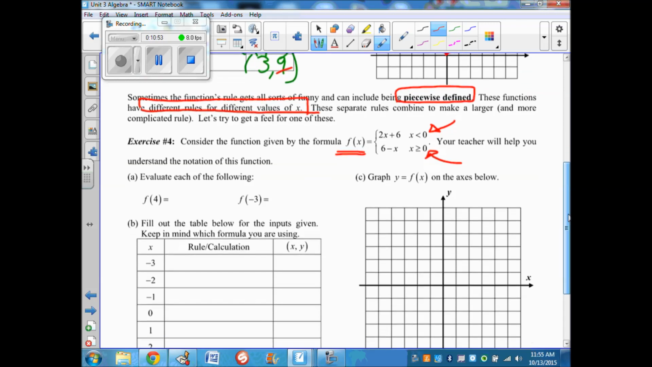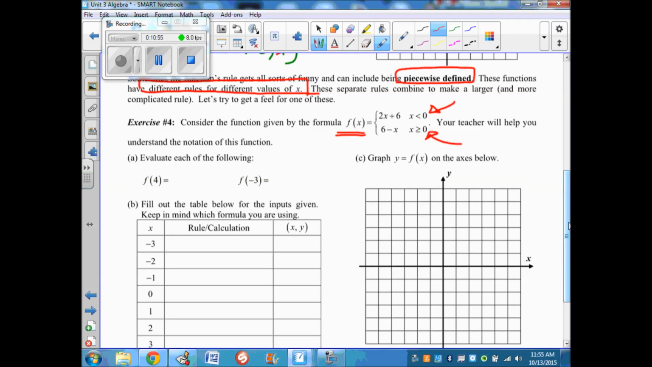So let's evaluate. Okay, let's start with that. And we know how to evaluate. So f of 4. So when x equals 4, we've got two rules that make up our bigger rule. Which one do we go to? If x is equal to 4, does 4 fall into 4 is less than 0? Or does 4 fall into 4 is greater than or equal to 0? Hopefully you're saying x is greater than or equal to 0. So that's the piece of the function that we're going to substitute into. So 6 minus 4, and we get 2.